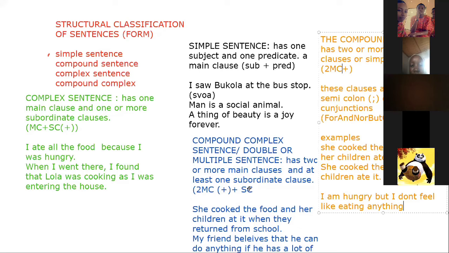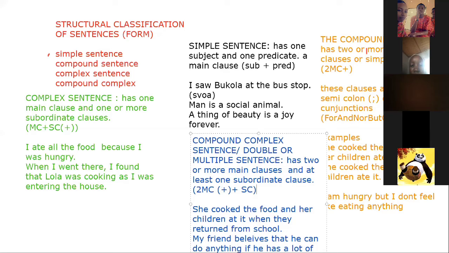Can you relate? You get the formula? Sir. Can you relate to the formula? 2MC plus SC. That is going to be compound complex. That is two main clauses or more with at least one subordinate clause. Do you understand me?